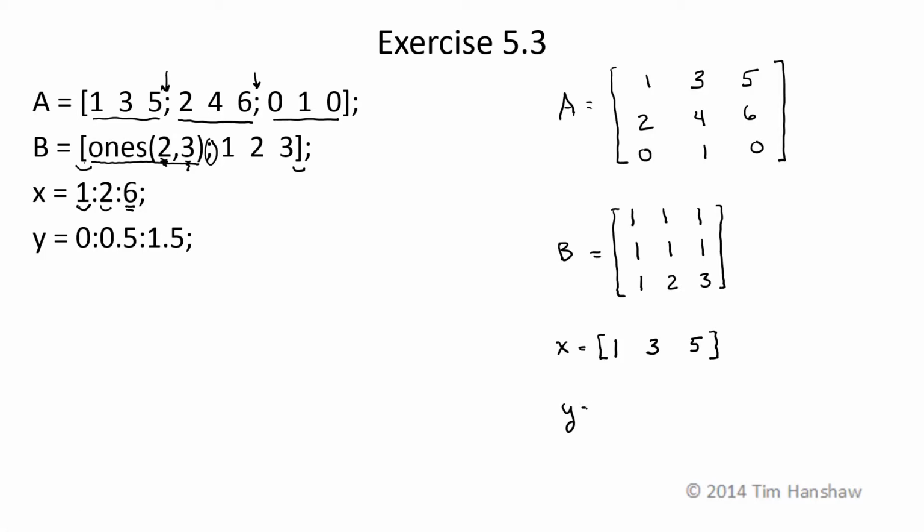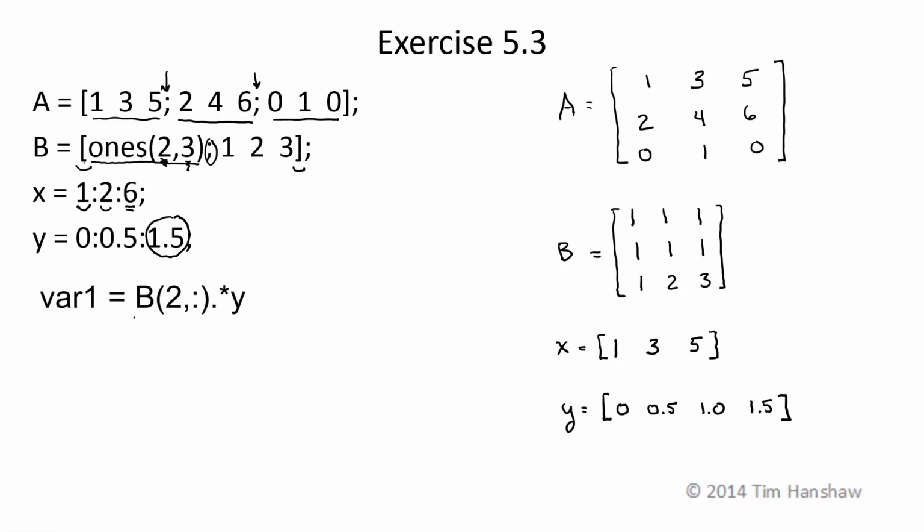Finally, Y is using the same type of notation. First element's 0. We increment by 0.5, so 0 plus 0.5 is 0.5. 0.5 plus 0.5 is 1.0. 1.0 plus 0.5 is 1.5. The next element would be 2, but our highest value we can achieve is 1.5, so this stops there, and that's our Y array.